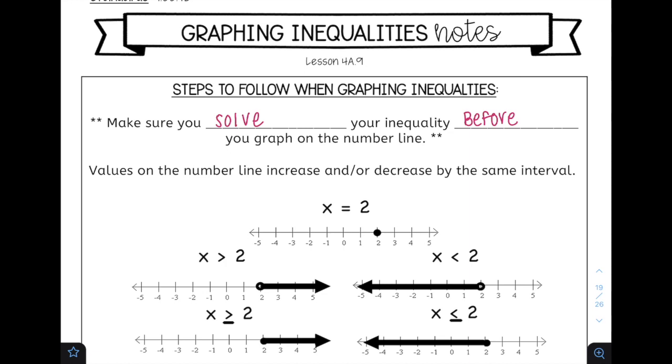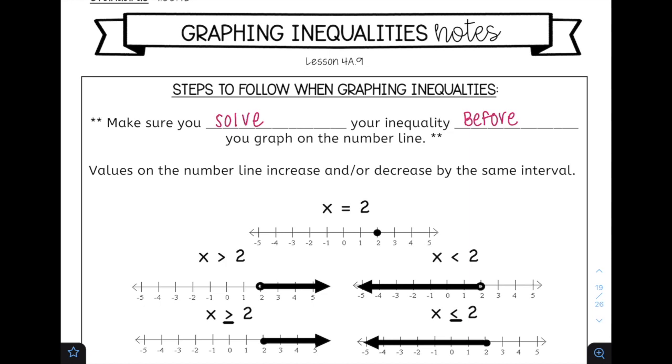Your values on the number line are going to increase and decrease by the same interval. So if you're going up by 1s, you have to go down by 1s. If you're going up by 2s, that's fine. Just make sure they're consistent. And obviously you want to make sure that the solution that you get from your inequality is on your number line and visible. Usually I suggest to my students that you have 3 values above and 3 values below the actual solution, so you can show an accurate or full picture on the number line when you graph.